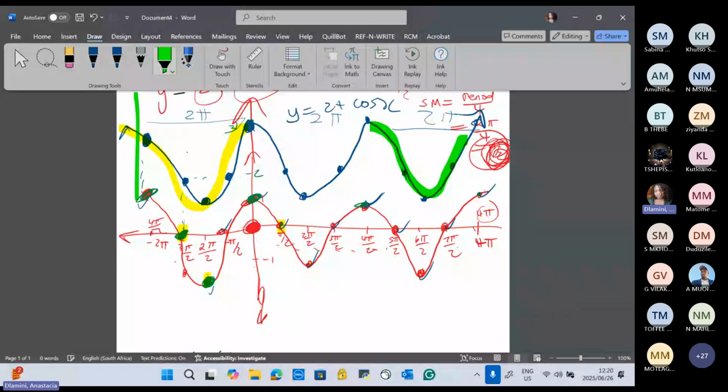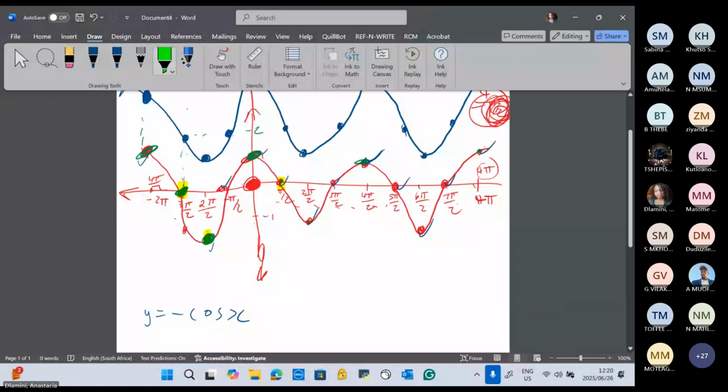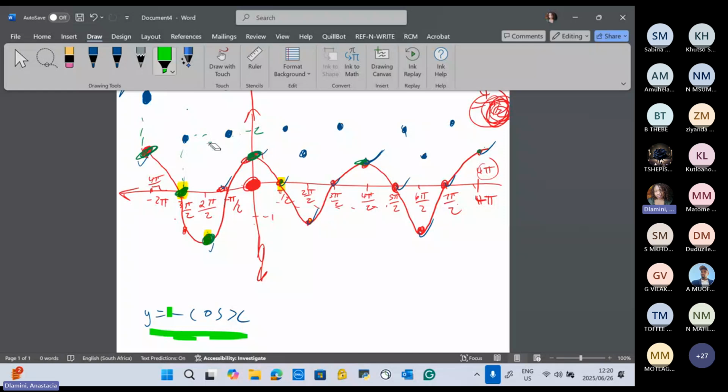Are we together, guys? Yes, ma'am. Now, the second one is this. What transformation is this, guys? It's a reflection about the x-axis. So your y values change. Your positive 1 becomes your negative 1, and your negative 1 becomes your positive 1.